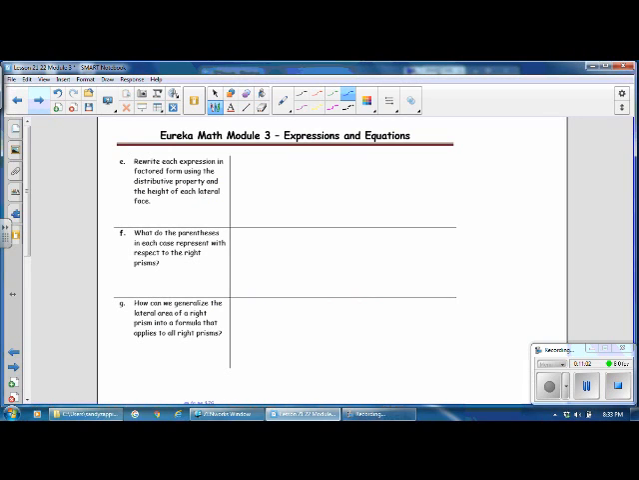Next, rewrite each expression in factored form using the distributive property and the height of each lateral face. So our first problem was the lateral area of the triangular prism, and it had a lateral area of AH plus BH plus CH. In factored form, it has a common factor of H. If we factor out the H, we have A plus B plus C. So the factored form is H times the quantity A plus B plus C.